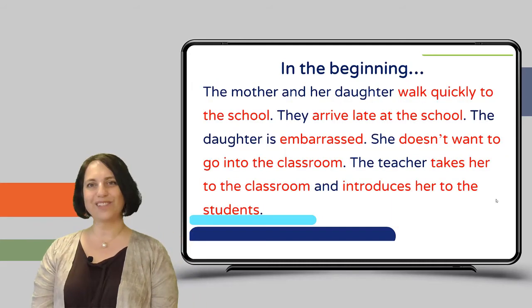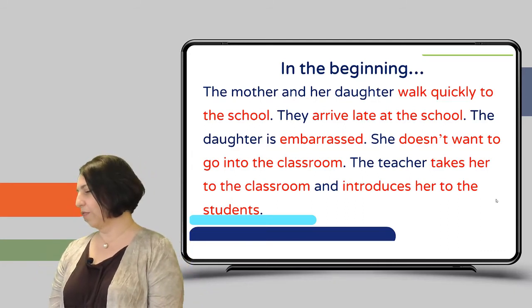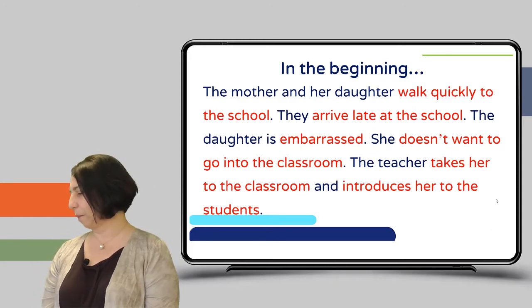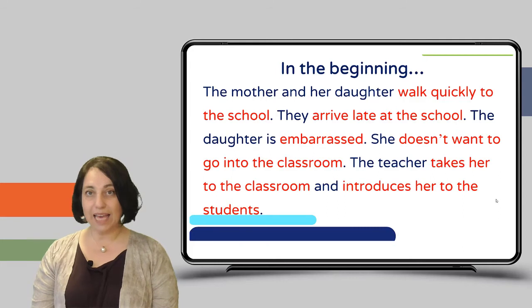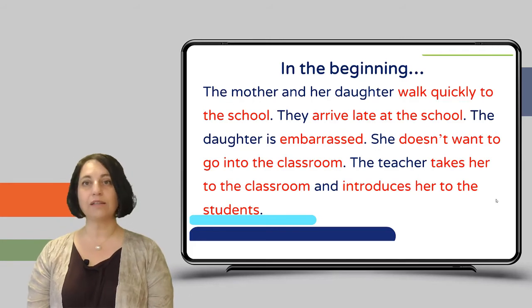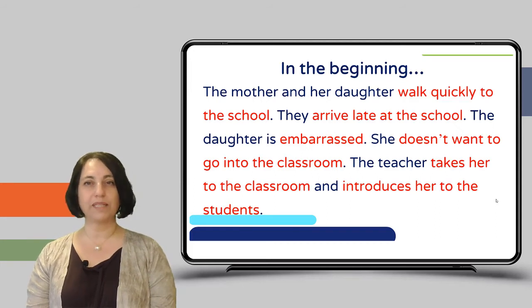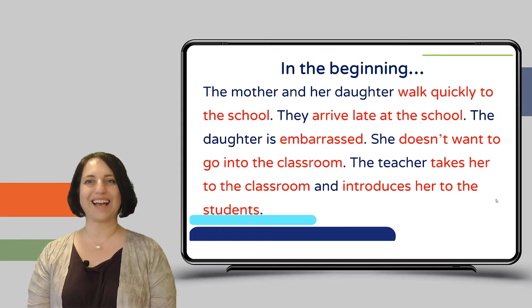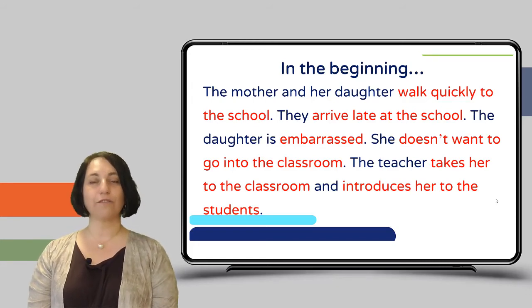So, did you write this, students? The mother and her daughter walk quickly to the school. They arrive late at the school. The daughter is embarrassed. She doesn't want to go into the classroom. The teacher takes, with an S, remember, her to the classroom and introduces her to the students. So you can see here I gave you some verbs to help you, some action words to help you, but you needed to fill in more details. So I want you now to think about how you can do that for the middle and for the end.